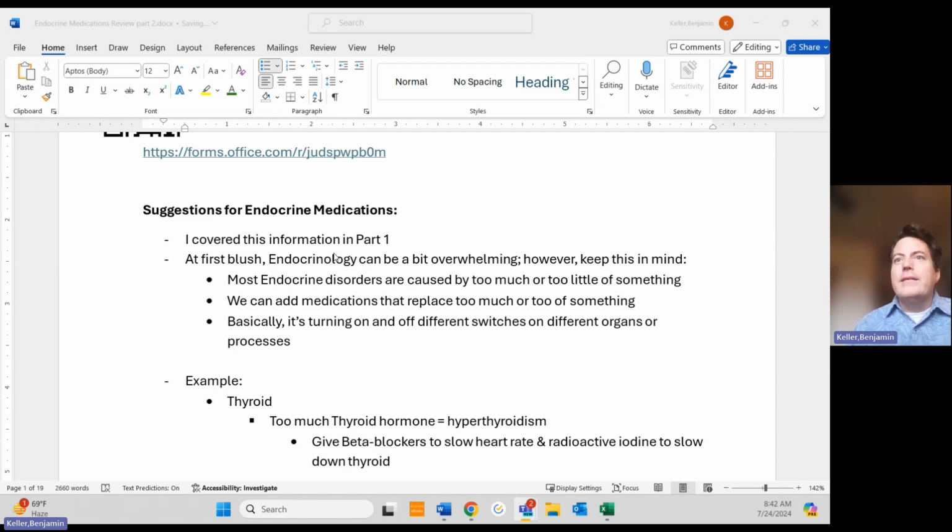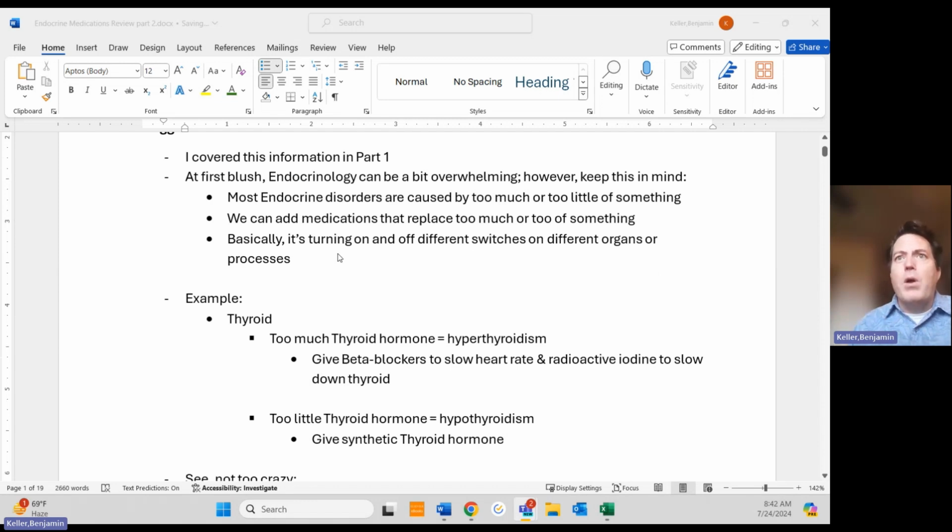So I covered a lot of this in the first part, which was mostly on diabetes medications. And I'm just going to reiterate it because at first blush, endocrinology can really feel a bit overwhelming. There are a lot of different medications, different organs and different target glands. But keep in mind that we're dealing mostly with glands, and so we're dealing with the secretion of substances. If a gland's not secreting enough, say insulin, we can tell it to secrete more insulin, or we can give substitute insulin. Or if it's secreting too much insulin, we can try to dial that back.